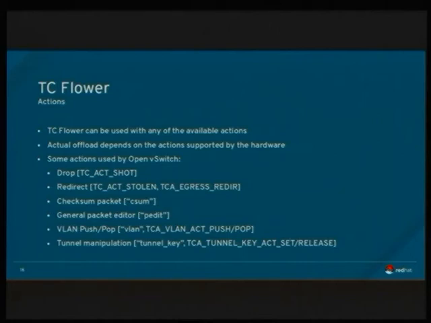So it uses the drop and redirect action, and then the checksumming, some packet modifications for tunneling, and then some VLAN push and pop. But it's whatever. So OVS will still try to push it down. If your hardware doesn't support it, it will not be part of the rule sets in the hardware. And there are flags to see it.